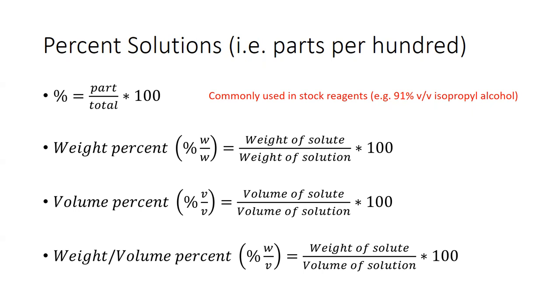So there's weight percent, where you have the weight of the solute over the weight of the solution times 100. You have a volume percent, which is the volume of the solute over the volume of the total solution, times 100. And then you have a weight volume percent, where you have the weight of the solute, say you weighed out 5 grams of sodium chloride, and the final volume of the solution, times 100.